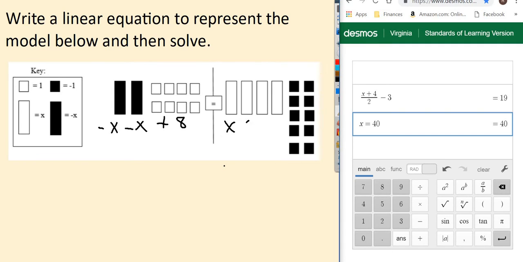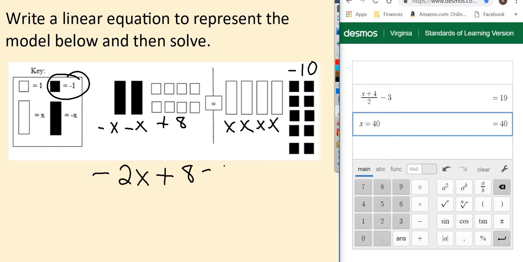These are each worth x, and then each of these black squares is a -x, and the small black squares are a -1, I'm sorry. So there are 10 of them, so that would be a -10. So it would be -2x plus 8 equals 4x minus 10.